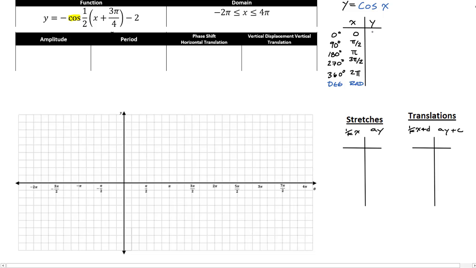Now this one doesn't start at 0, it starts at 1. It goes 1, 0, negative 1, 0, and back up to 1. Okay? All right, let's do the easier things first again. Let's do A and C. Those are the easy ones.